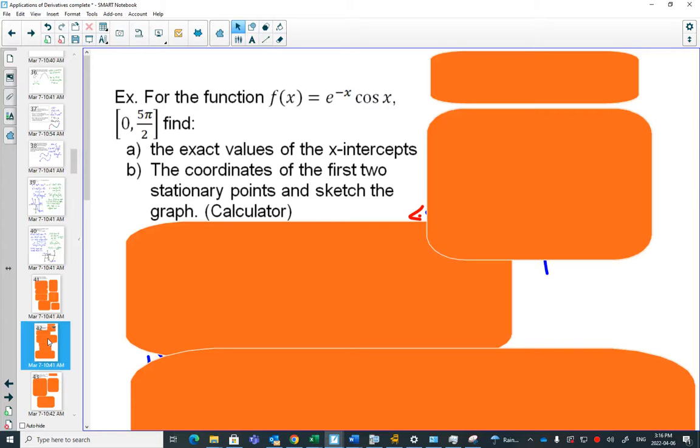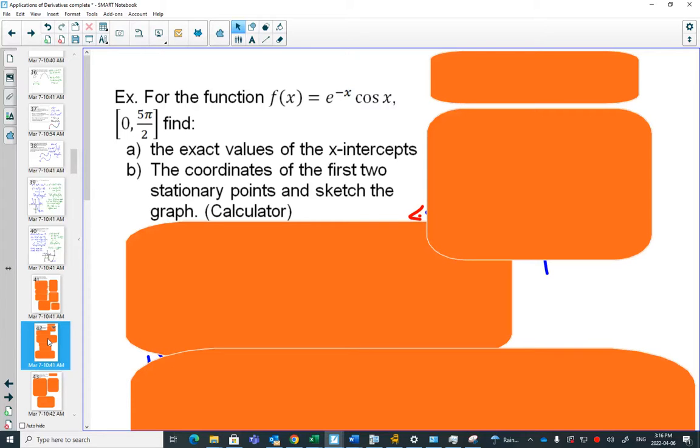So it's a wonderful function. We've got e to the negative x cos x on the interval from 0 to 5 pi over 2. Feels like we just upped the level like 15 times in one question. Part A says, find the exact values of the x-intercepts.